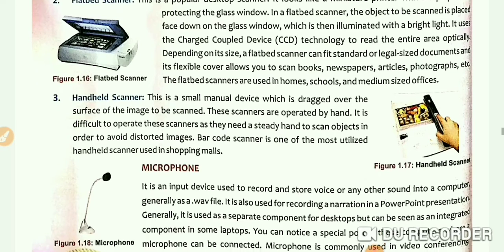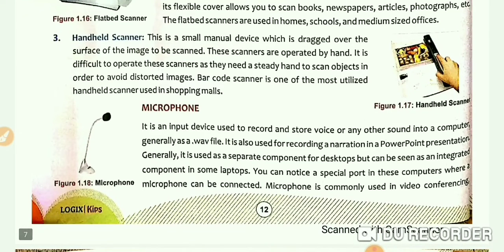Now the next one is handheld scanner. It is a small manual device which is dragged over the surface of the image to be scanned. These scanners are operated by hand. It is difficult to operate these scanners as they need a steady hand to scan objects in order to avoid a distorted image. Barcode scanner is one of the most utilized handheld scanners, used in shopping malls.